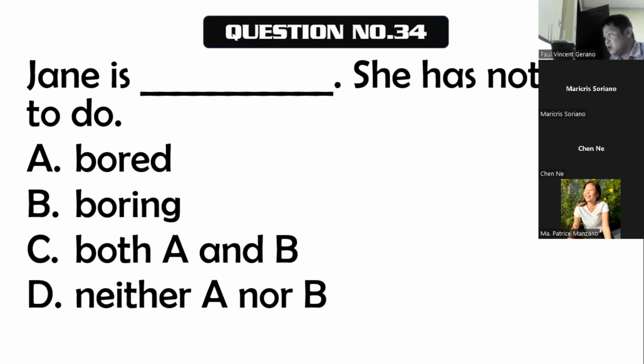Structure of English. Based sa kanyang structure, ang boring is present participle adjective. Ang bored is past participle adjective. Right? So we have here present participle adjective, that's boring, and past participle adjective, which is bored.